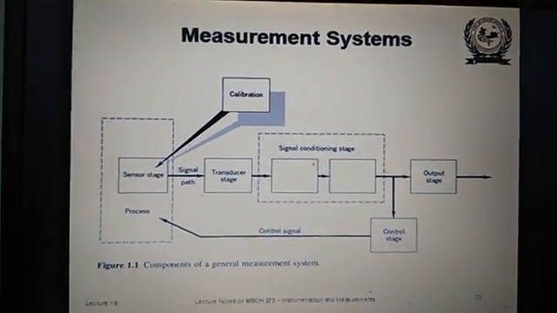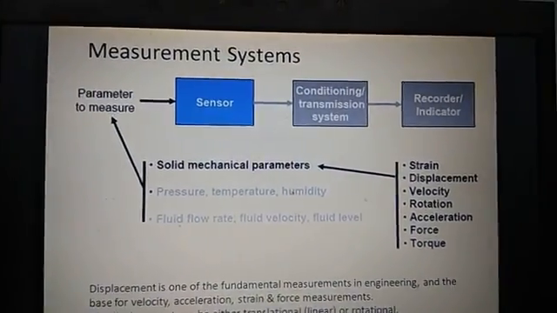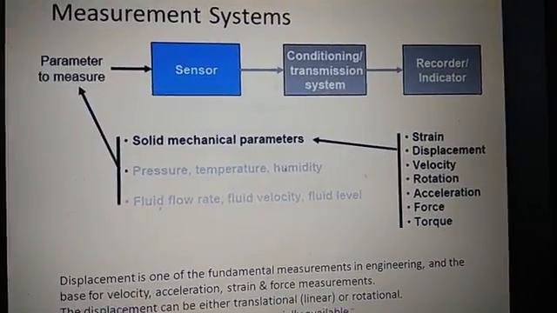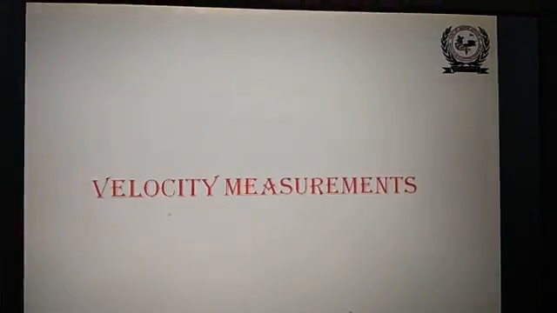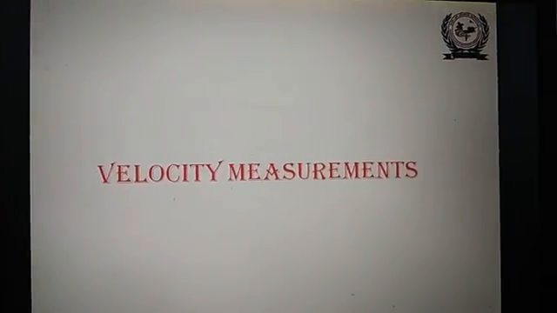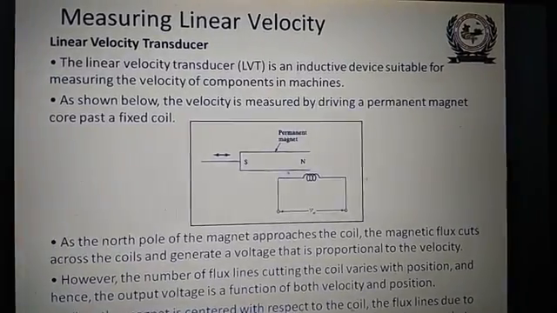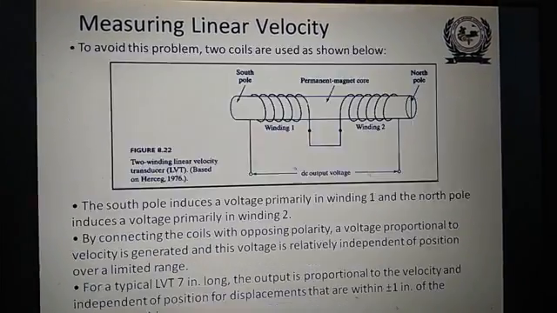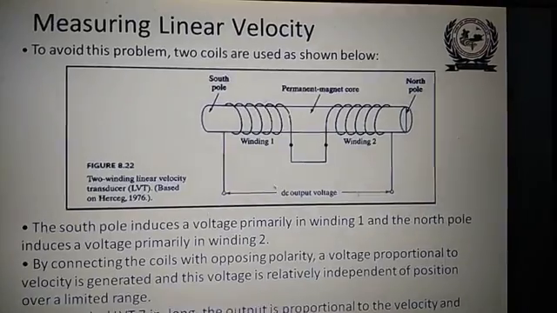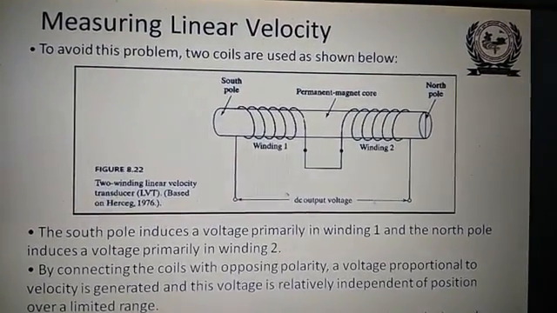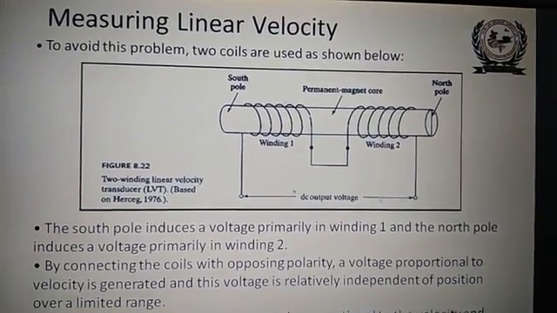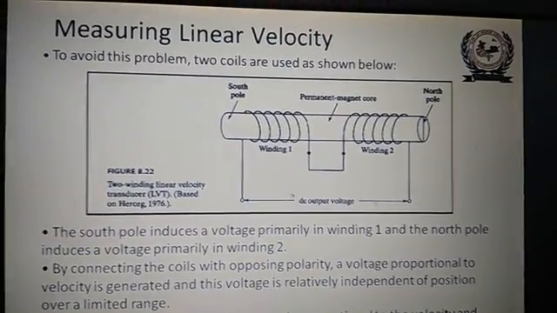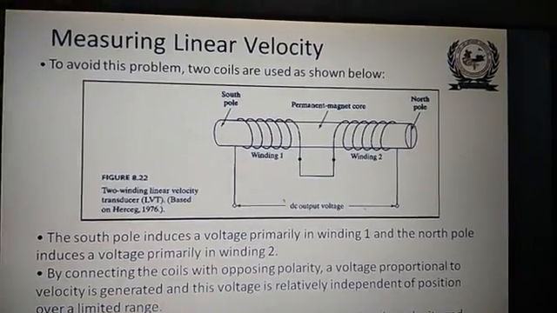This we have seen, the generalized measurement system. This measurement system with calibration and parameter analysis, and which parameters are in your syllabus for the measurement that we have seen. Next, we have gone through the velocity measurement. This is LVT, linear velocity transducer, we have seen for measuring linear velocity. This is the differential coil used here, two coils for getting the differential measurement, velocity measurement.